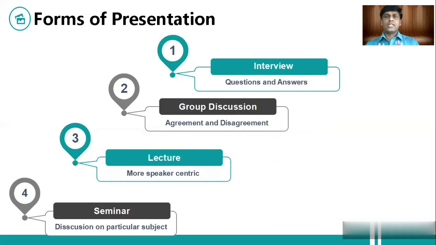So that I can adopt myself in the form, I can perform formalities and present myself in a better way. Maybe in interview there are questions and answers. So if the question is asked, how should the answer be given? It is necessary to be understood properly.